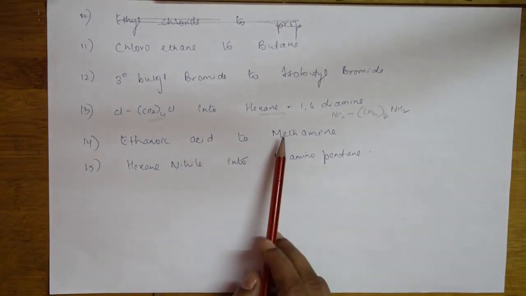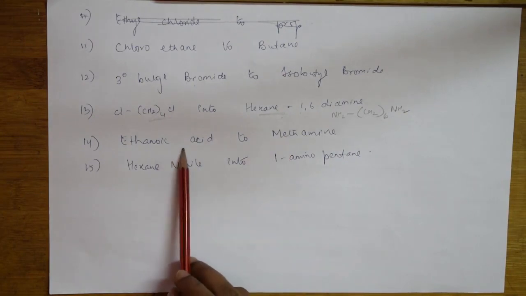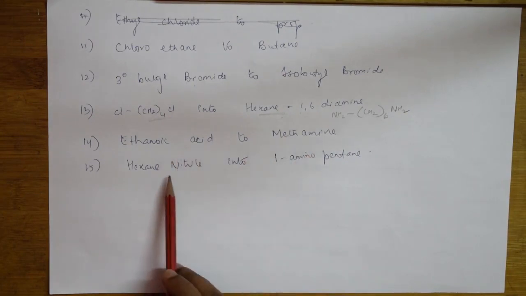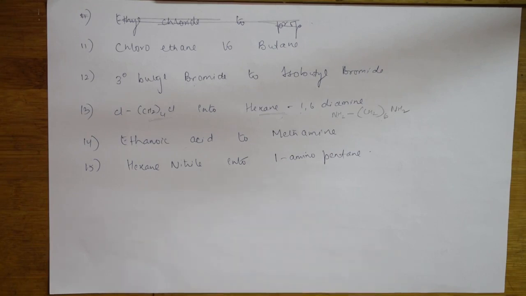Next, ethanoic acid to methanamine is one. Here they are relating carboxylic acids to amines. Next, I'll be completing the aliphatic conversions with hexane nitrile to 1-aminopentane. That's it. So these are your aliphatic conversions.